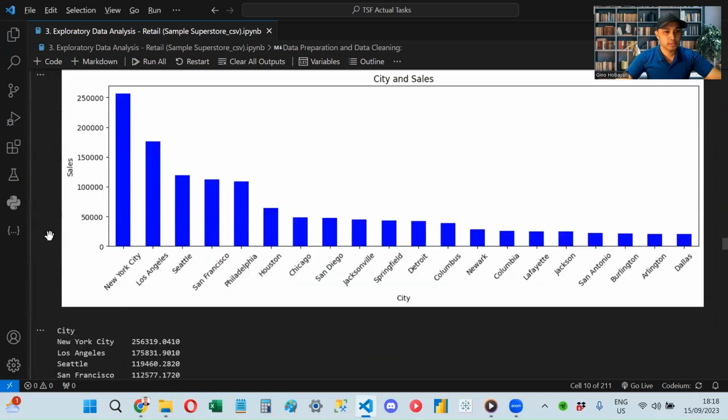Let's check their sales. New York City is the top, LA is second, Philadelphia is actually 5th.